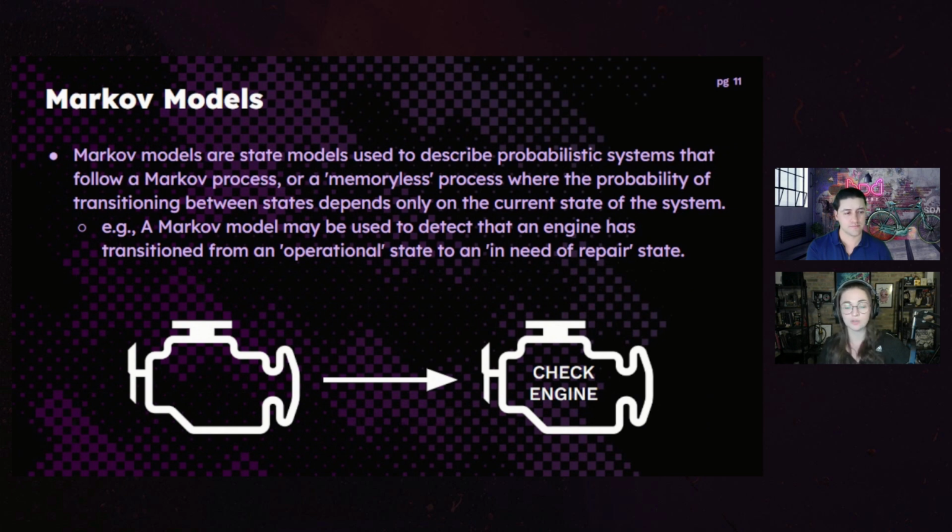So for example, you could use a Markov model, and again, they can be applied to a ton of different types of problems, to detect that an engine has transitioned from an operational state to a dysfunctional or need-of-repair state. In our engine example, it's a probabilistic system. There's some probability that the engine's going to transition between states. But because we're assuming a Markov process, we're going to assume that this transition between states really only depends on the current state of the system. That's what this memoryless term means. It's just a simplifying assumption that we're going to make for the system that we're dealing with. Make sense so far? Yeah, this example makes it clear.